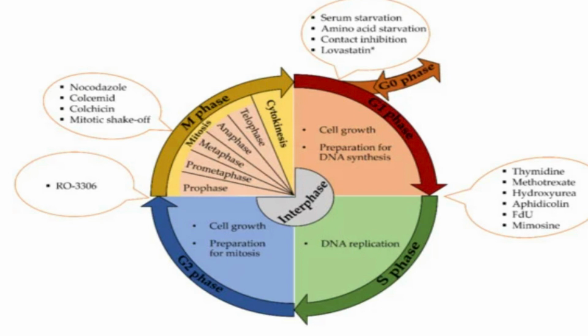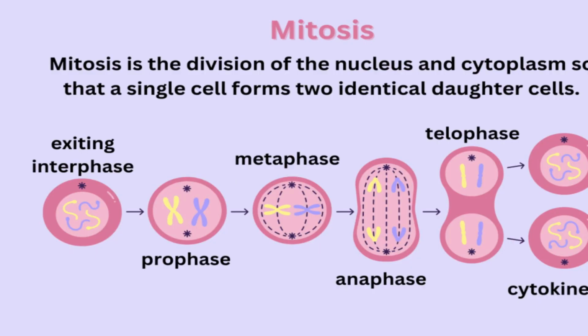Next is the G2 phase, where the cell continues to grow and is being prepared for mitosis. During mitosis, also known as the M phase, one parental cell creates two identical daughter cells. There are multiple steps that take place in order for this process to happen.